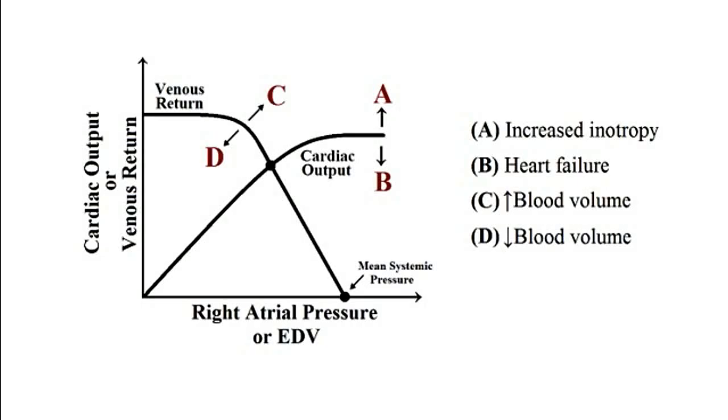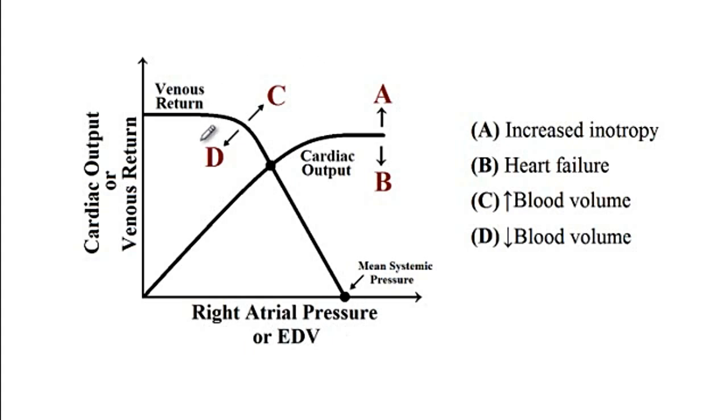In this video, I'm going to discuss the link between the venous return and the cardiac output, and then discuss the conditions that will shift these curves either upward or downward. So here on the y-axis, you can see that we have the venous return and the cardiac output. We have one line for the venous return and another line for the cardiac output. And then on the x-axis, we have the right atrial pressure or the end diastolic volume.